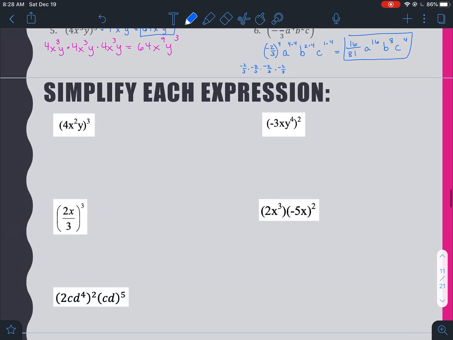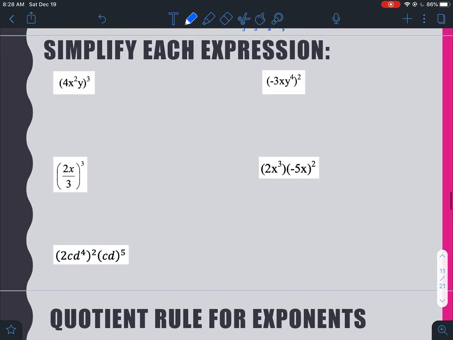And that is the power rule for exponents. So why don't you pause the video and try these 5 problems.